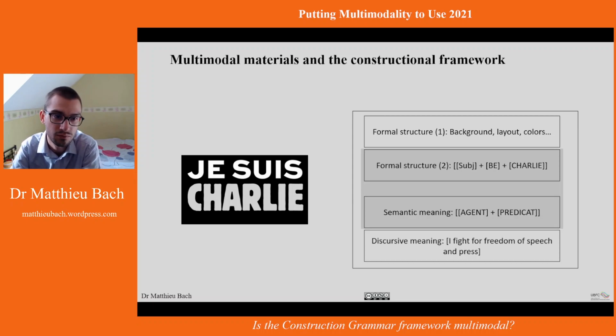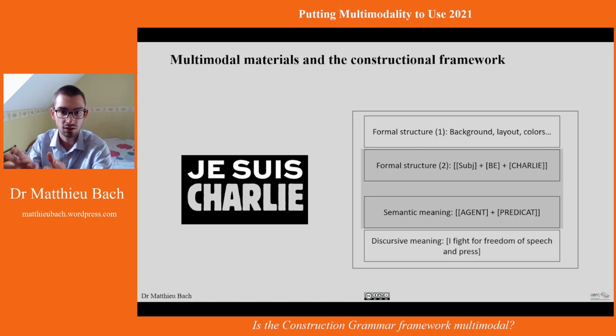What I want to show you is, let's say, I try to analyze the construct Je suis Charlie, because Charlie is the variable component, as I said. Let's say Je suis an X. I try to analyze this from a multimodal construction grammar perspective. So I have on the gray zone the basic construction with the formal structure and the semantic meaning.